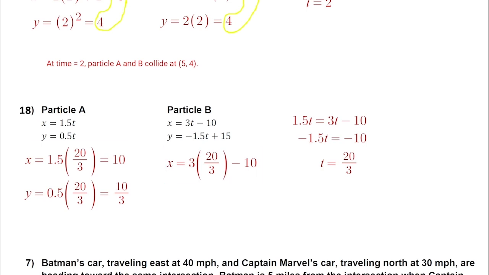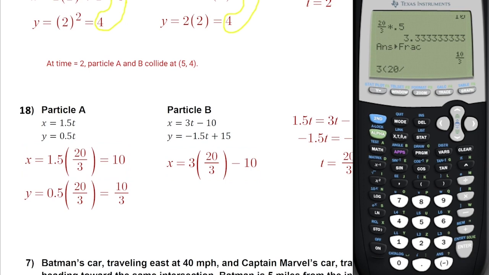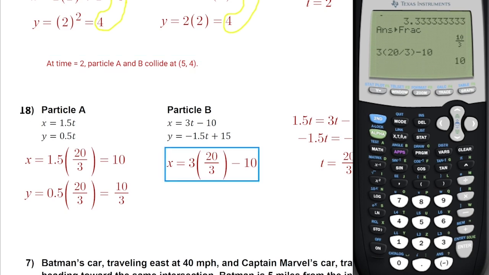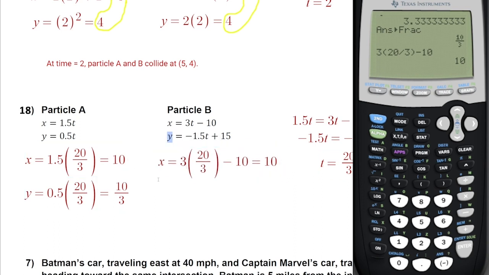But just in case you don't believe me, oh wait, I don't even have it up. There we go. 3 times 20 thirds minus 10 is going to be 10. Yep. So the x-coordinate's 10. Again, if our algebra was good at the beginning, we're guaranteed that these are going to be the same. It's the y-coordinate that needs to be the same in order for there to be a collision. If it's not, then there's no collision.